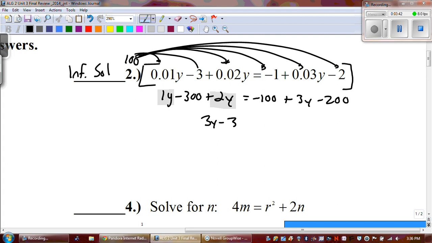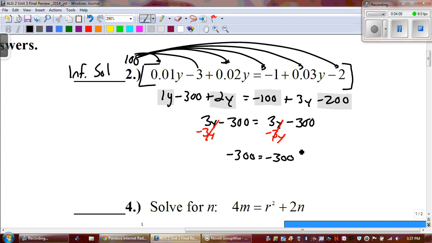And then now we're going to do the same thing we just did, okay? We have 3y minus 300. And on the right side, we have to add those together, and we get 3y minus 300. When we subtract the 3y to get it onto one side, they both cancel still, and you're left with negative 300 equals negative 300. So either way you want to do it, you will get the right answer as long as you follow the correct steps.